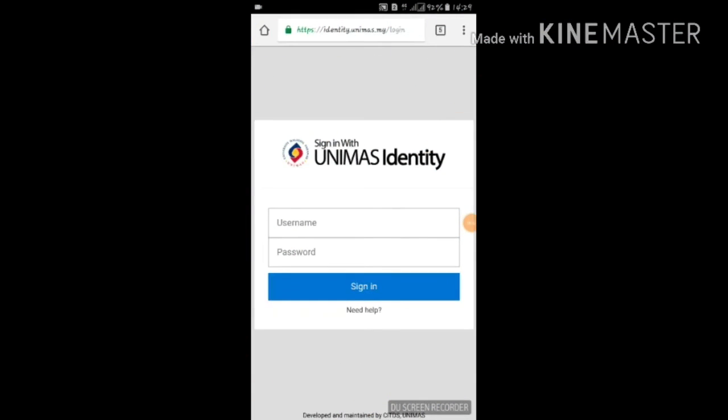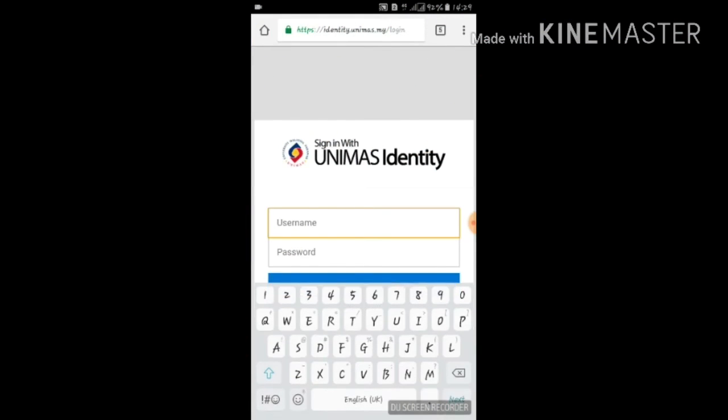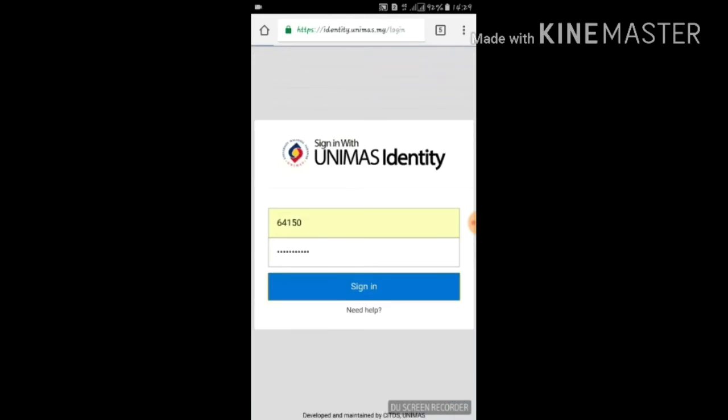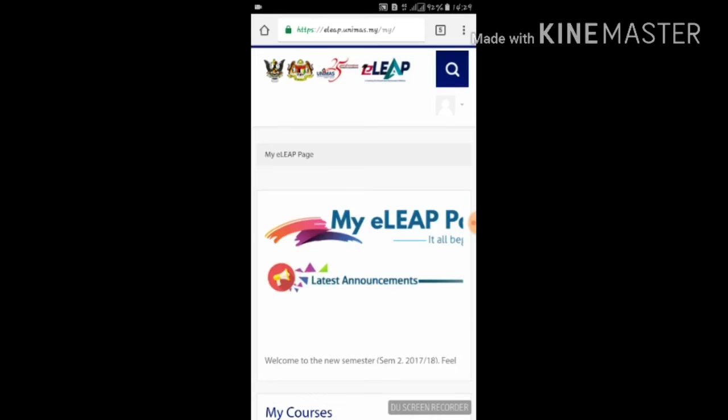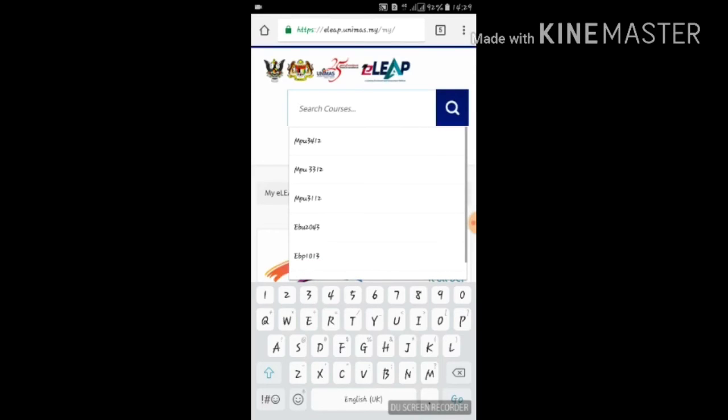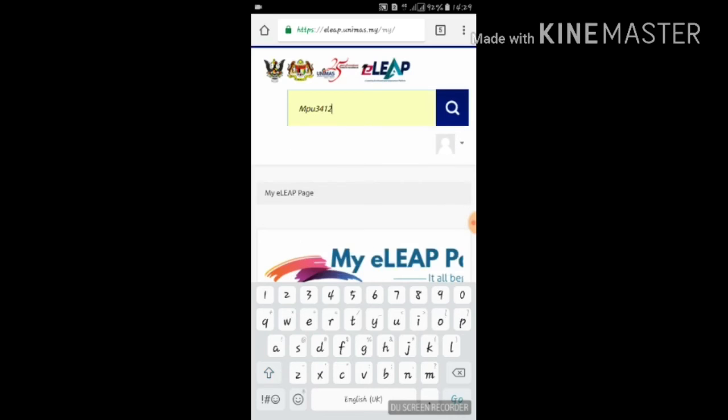Okay, I will show you our other application, which is ELIP. That provides student information and reminders. Now I will log in to ELIP. First, we need to use our ID and password. For that, we can search any courses that we want. For example, MPU 3412.